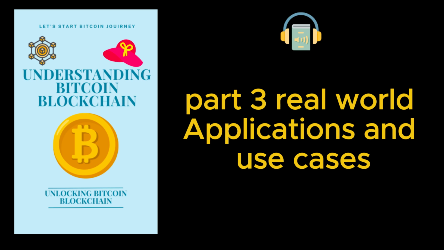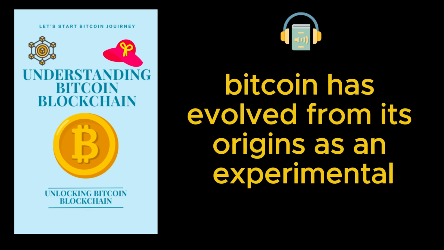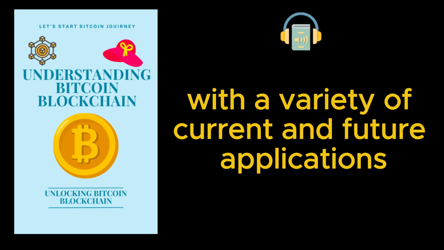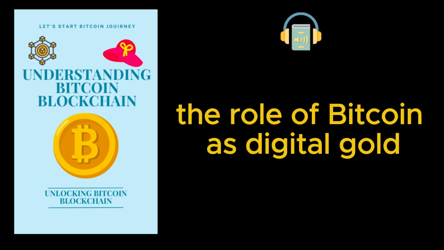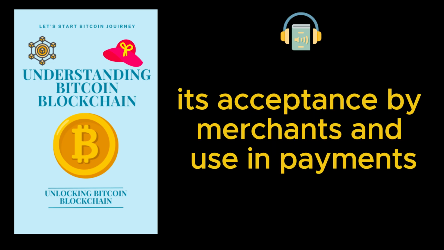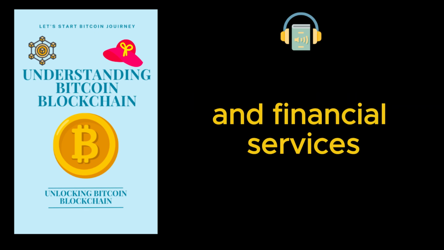Part 3, Real-World Applications and Use Cases. Chapter 6, Current and Future Uses of Bitcoin. Bitcoin has evolved from its origins as an experimental digital currency to a powerful financial tool with a variety of current and future applications. This chapter explores the role of Bitcoin as digital gold and a store of value, its acceptance by merchants and use in payments, and its potential impact on remittances and financial services.